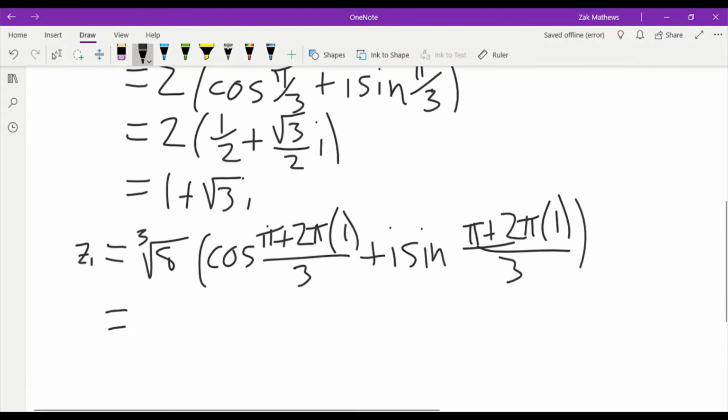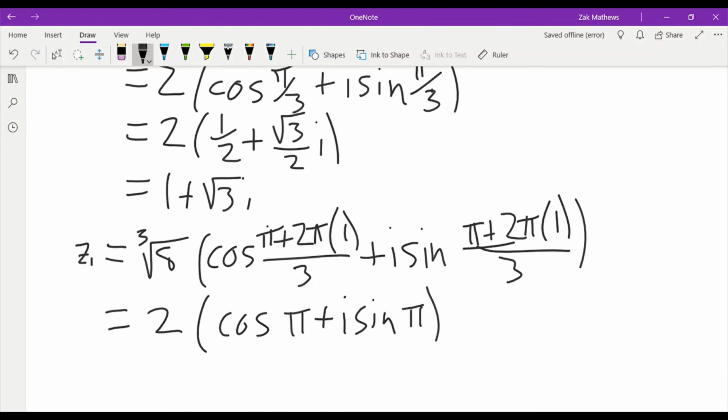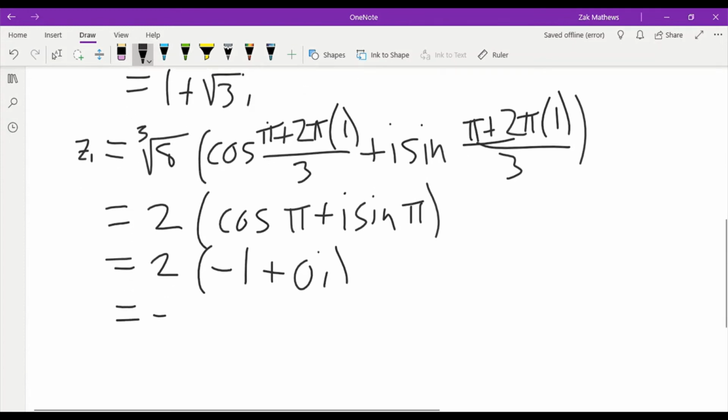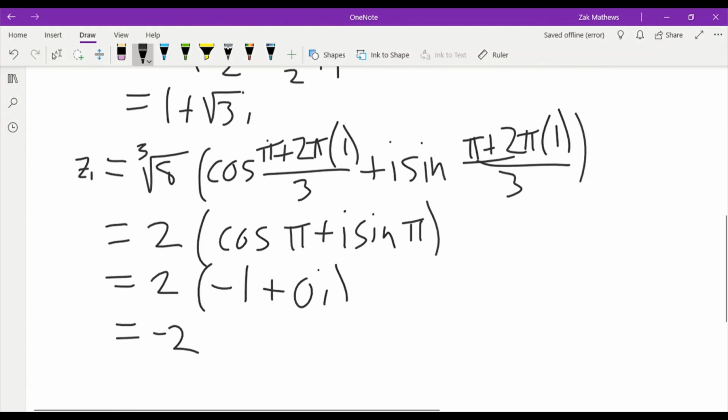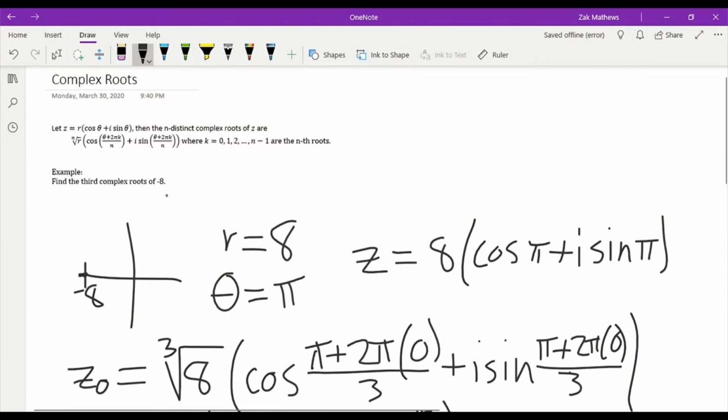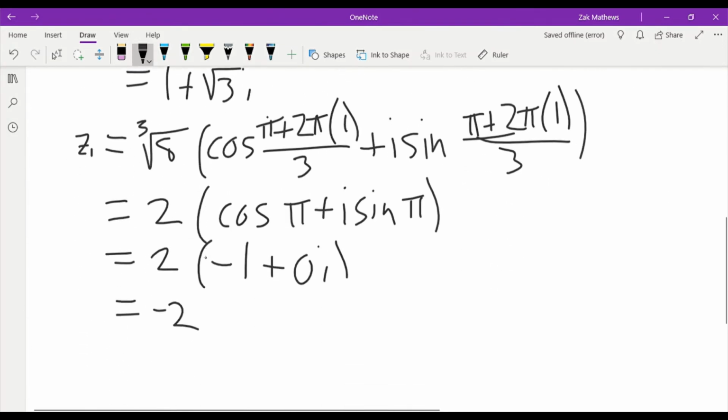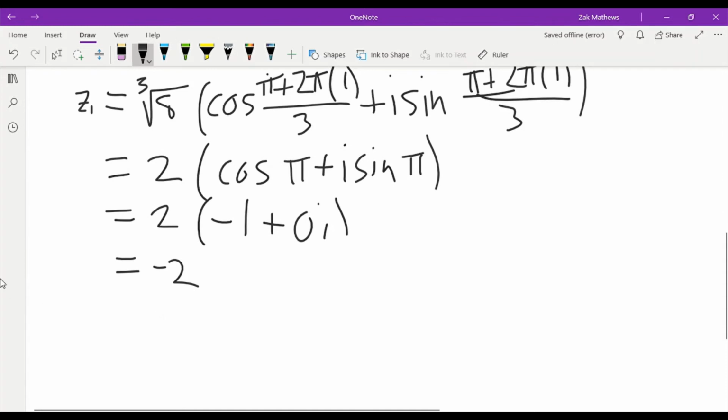And so if I simplify this, we'll have our 2 out front again. That's not going to change. Our angle does change, however. We have pi plus 2 pi, that'll be 3 pi. Over 3 simplifies to just pi. Sine has to have the same angle. And so when I simplify these, put it back into rectangular form, cosine of pi is -1. Sine of pi is 0. And so we're simply left with the number -2. Remember, when we started this example, we said that -2 had to be one of the third roots of -8. We took the cubed root of -8, that's going to be -2. So we see that in our list, we're just adding to it.